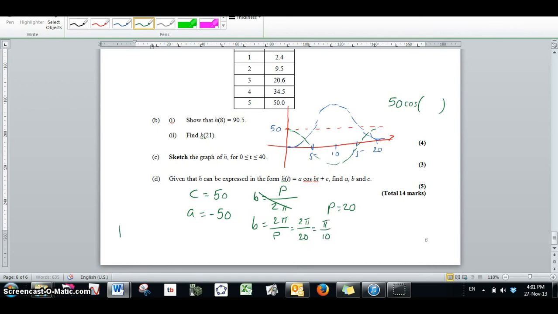So basically I'm getting the function h of t equals -50 cos, and then pi over 10 t. This corresponds to a horizontal stretch, and then 50 shifted up vertically. And what I would do is take my graphical calculator and actually plot this to see if you are getting this blue curve, for a check.